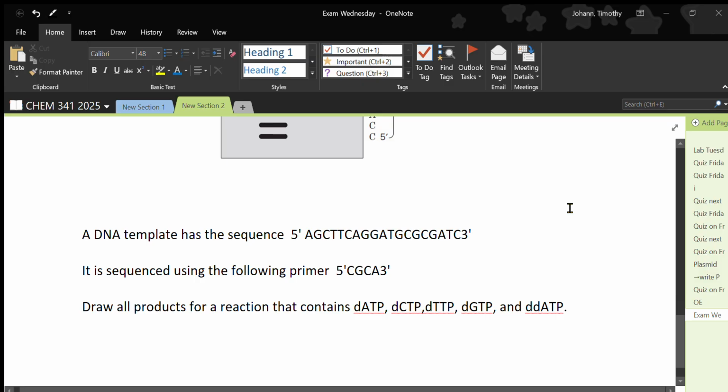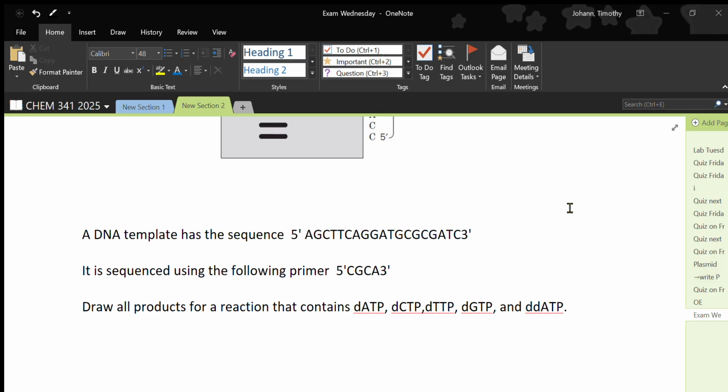That's what goes in the reaction. So those are the nucleotides that we have, right? First thing, hybridize your primer.